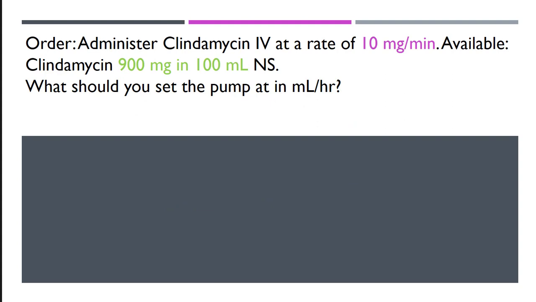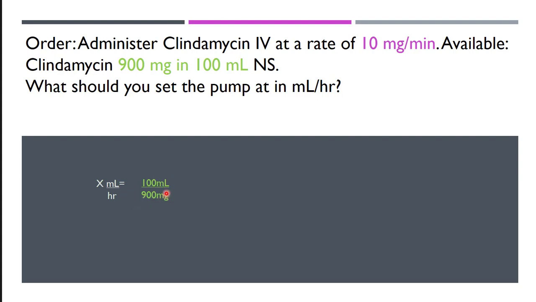The next one, clindamycin at a rate of 10 milligrams per minute, and what I have is 900 milligrams in 100 mils of normal saline. What do you set the pump to in mils per hour? We've already done 2 of these. But once again, X ml per hour is on the left side. Let's match something. What do I have? Well, I have 900 milligrams in 100 mils. So whatever this is, I want it on top. I'm going to take that, put it right here, 100 mils and 900 milligrams.